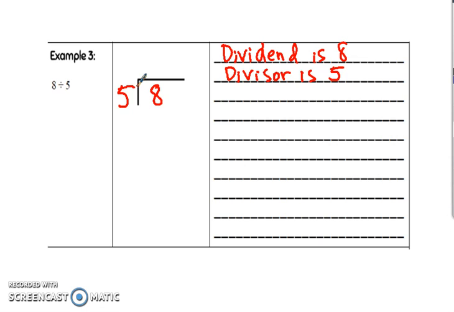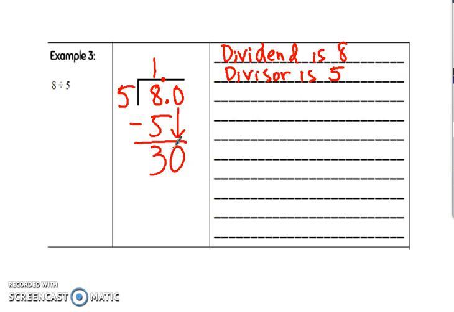Now we take the divisor into the first number in the dividend, which is 8. 5 can go into 8 1 time. 1 times 5 is 5. We'll put the 8.0. Put the point there because 8.0 is the same as 8. 8 minus 5 is 3. We bring down the 0.